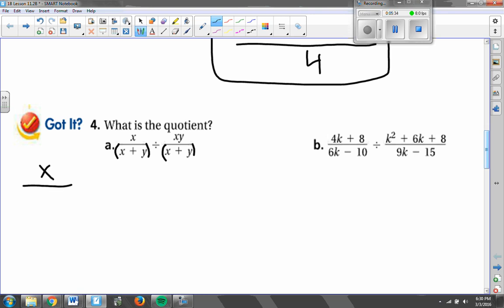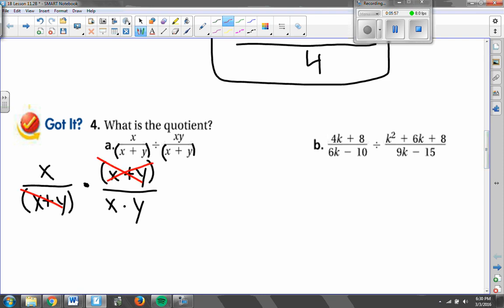This really becomes x over x plus y times, and then I flip x plus y over, and then this is x times y, right? X times y. So now that I've flipped, I believe everything is already factored for me here in this problem, so I don't need to worry about factoring. I can immediately cancel some things out.